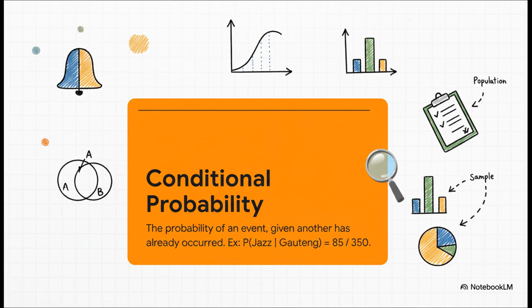We're not looking at all 1,000 people anymore. We are only interested in the 350 people from Gauteng. That's our new total. Out of those 350, how many like jazz? 85. So the answer is 85 divided by 350. The bottom number changes. That's the key.